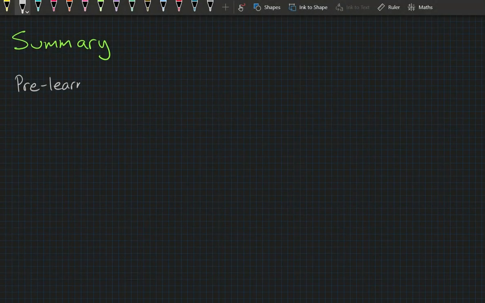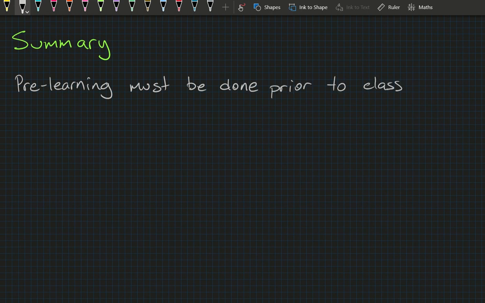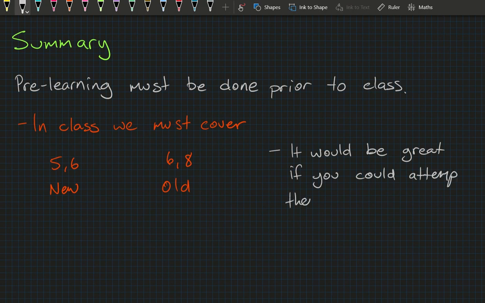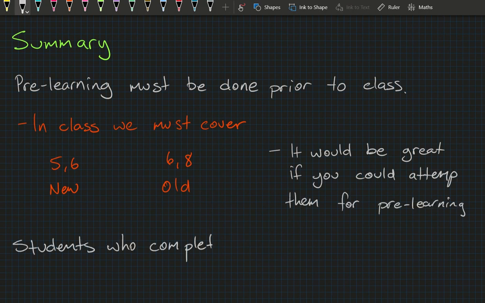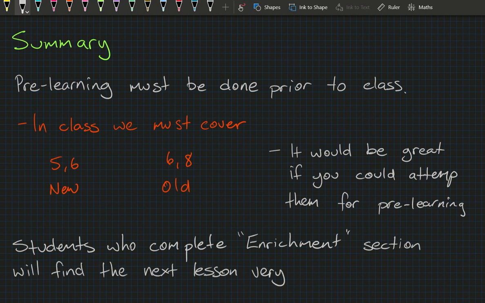As usual, pre-learning must be done prior to class, but I'm highlighting this fact because in class we must cover 5 and 6 in the new or 6 and 8 in the old. However, it would be great if you could attempt them for pre-learning, because that'll set you up to be able to complete the enrichment section in class, and students who complete the enrichment will find the next lesson very easy.